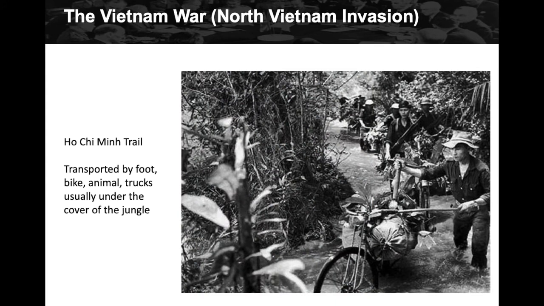Here's a picture of the Ho Chi Minh Trail. Now this picture here is supplies being pushed through a river or a small stream on bicycles. So this transportation of goods, military supplies, all of that was by foot, by bicycle, by animals, and by trucks. And most of it was under the cover of the jungle canopy. So it was very difficult to even see the Ho Chi Minh Trail from the air.